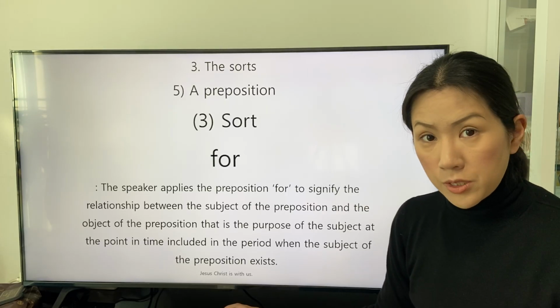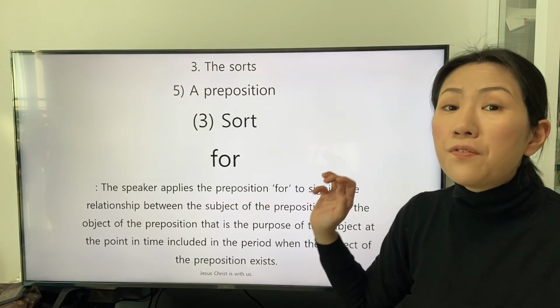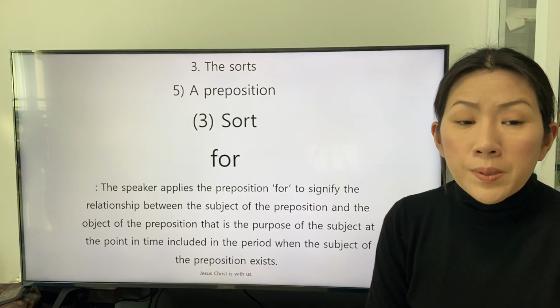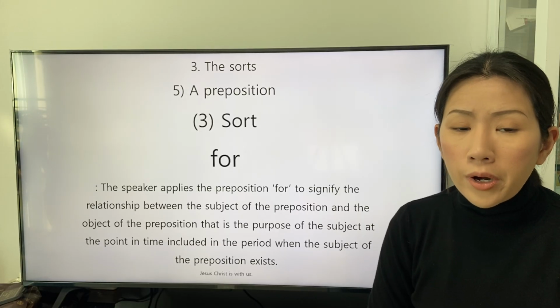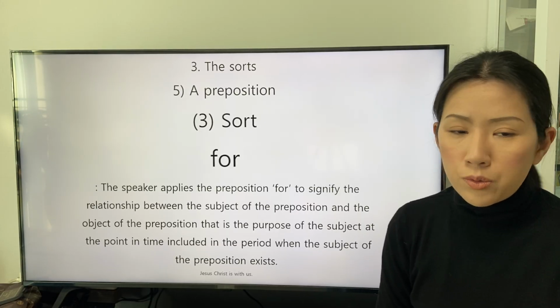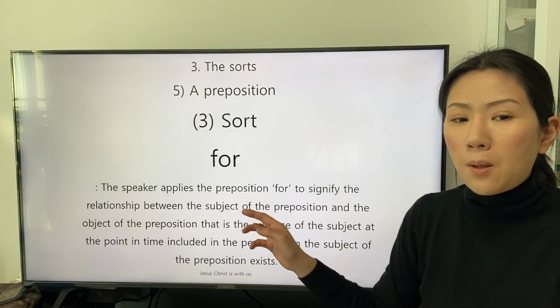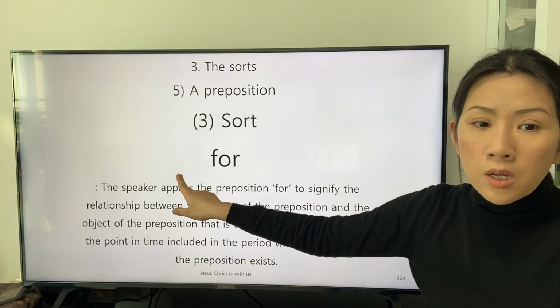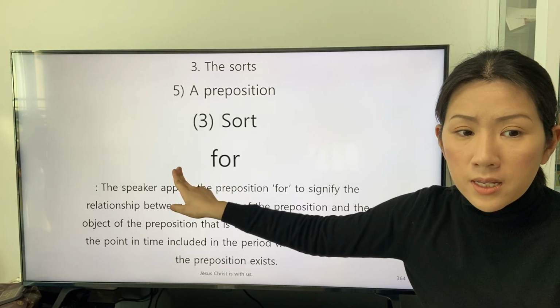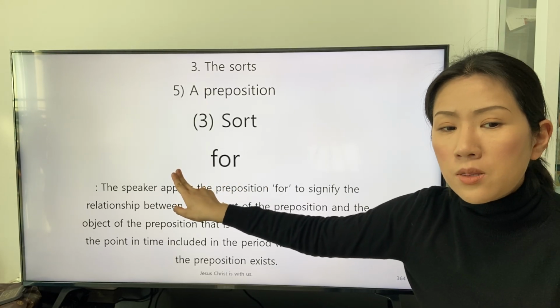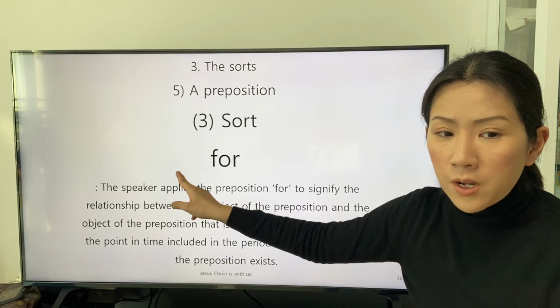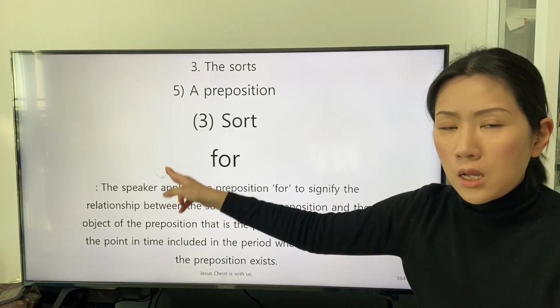The next preposition we will study is the preposition for. The speaker applies the preposition for to signify the relationship between the subject of the preposition and the object of the preposition. That is the purpose of the preposition. There is the purpose of the subject at the point in time included in the period when the subject of the preposition exists.